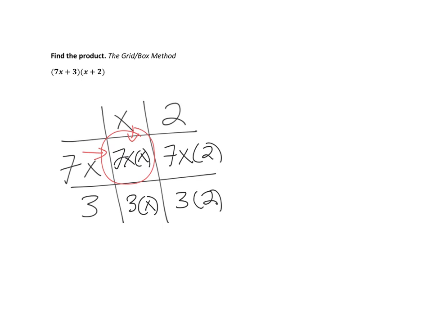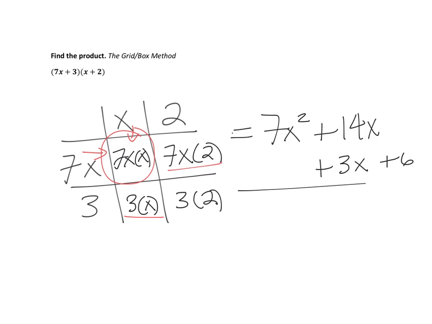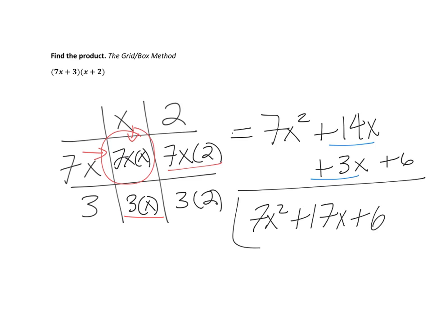Now those are our terms, and we can come out over here, and that first one that I have circled in red, 7x times x, is 7x squared. 7x times 2 is 14x. 3 times x is 3x. And I'm running out of room here, so I'm just going to write it down here. And then the last one, 3 times 2, is plus 6. Combine my like terms again. I have 2 of them. And we get 7x squared plus 17x plus 6. Same answer as before.